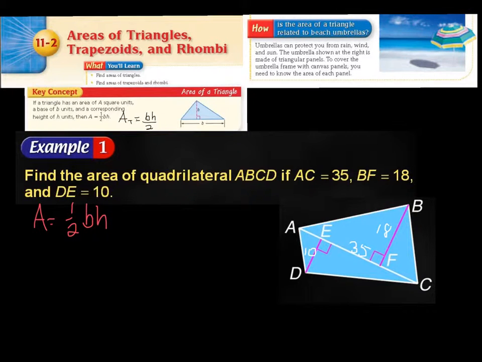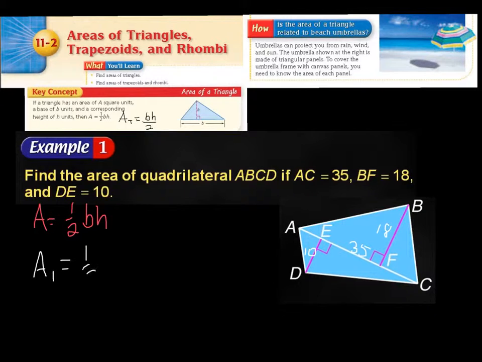Find the area of quadrilateral ABCD if the length of AC is 35, BF is 18, and DE is 10. And they gave us two triangles. They gave us the height, or altitude, of each triangle, and they share the common base of AC. So we're just going to use the area of triangle formula twice.